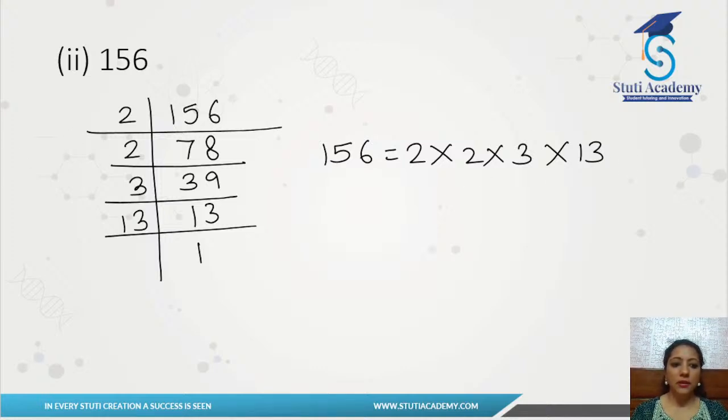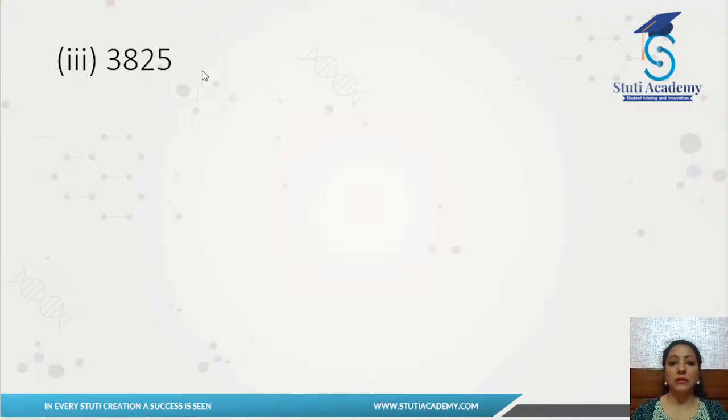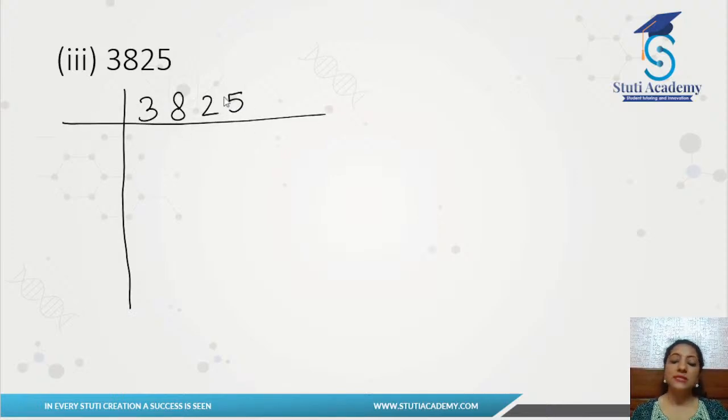Now let us proceed. Okay, so here we have a bigger number, 3825. So let's see, 3825. As I told you, we usually start with the least possible prime number. So 2 is not possible. It's an odd number. It's not divisible by 2. Let's start with 3. Let's see if we can do it by 3. Yes, we can do it.